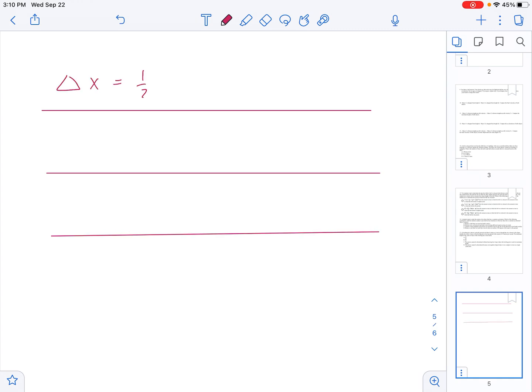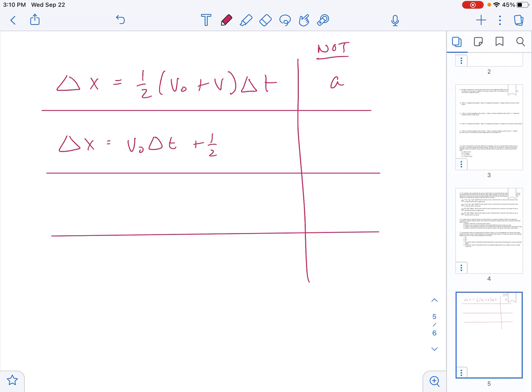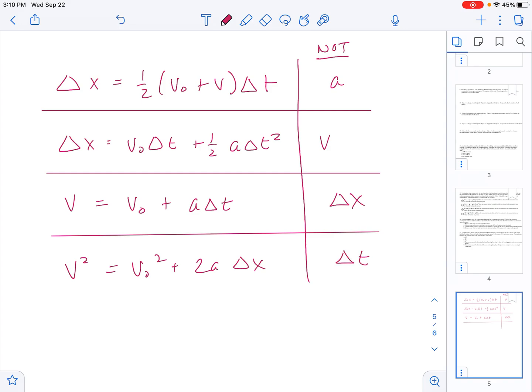So delta x equals 1/2 v naught plus v times delta t. This equation does not have acceleration in it. The next equation is delta x equals v naught delta t plus 1/2 a delta t squared. This equation does not have final velocity in it. Final velocity equals initial velocity plus acceleration times time. This equation does not have displacement in it. Final velocity squared equals initial velocity squared plus 2a delta x. This equation does not have time in it.